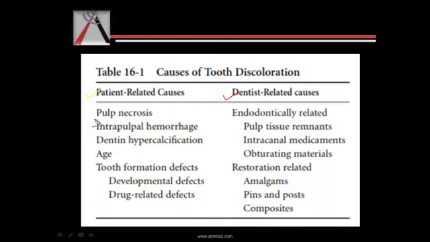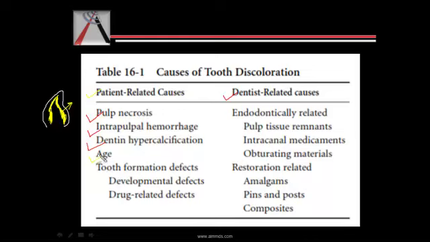Under the patient-related causes, we have pulp necrosis, which is also one of the most common causes of tooth discoloration. Then we have intrapulpal hemorrhage that usually results because of trauma to the tooth. We have dentine discoloration. We have dentine hypercalcification. Dentine hypercalcification results because of excessive deposition of dentine, and this excessive deposition of dentine shows through the enamel layer, and it gives a yellowish discoloration to the tooth.